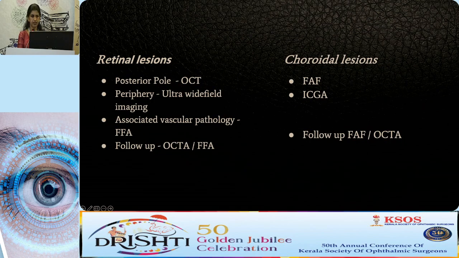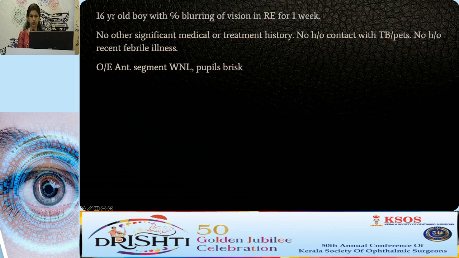Then if the lesions are retinal and in the posterior pole, we can always start off with an OCT. And in the periphery, you can use ultra wide field imaging, and some machines also have ultra wide field OCT with them. If associated vascular pathologies are present, go for an FFA. On follow-up, OCT angiography or FFA will help you. For choroidal lesions, the first would be the fundus autofluorescence, which will help you to differentiate between the entities and also in treatment and follow-up. Then to confirm the condition, you can do an ICG angiography.